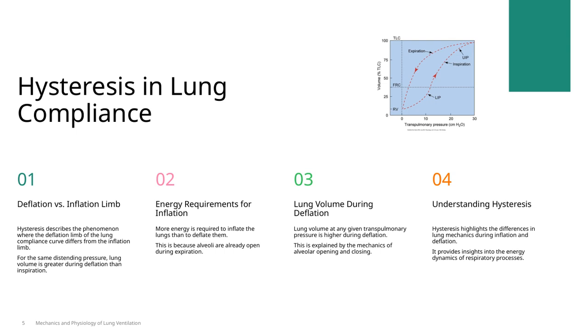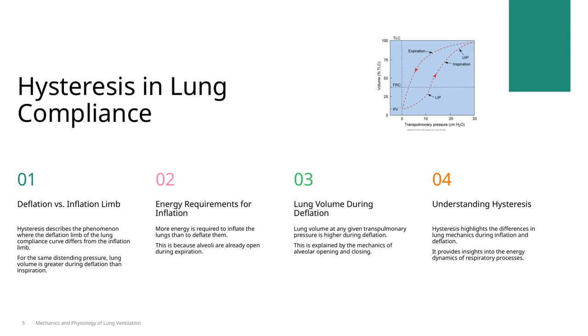Now, if we look at the deflation versus inflation limb of the lung compliance curve, hysteresis describes how these two parts are different. Specifically, for the same amount of pressure applied, the lung volume during deflation is actually higher than during inflation. This ties into how lung volume behaves at any given transpulmonary pressure. During deflation, the volume remains higher because of the mechanics involved in alveolar opening and closing.